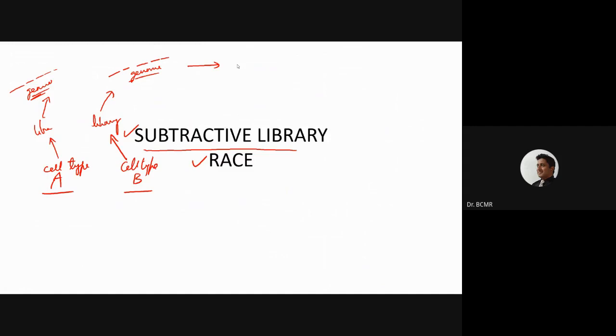There is also another way of doing it. You have subtractive libraries for gene libraries. You can also have subtractive cDNA libraries. We are not going to discuss subtractive genomic libraries. We are only going to discuss subtractive cDNA libraries. It's simpler and better probably. Genomic libraries are a little more complicated, but we don't need that at this time.